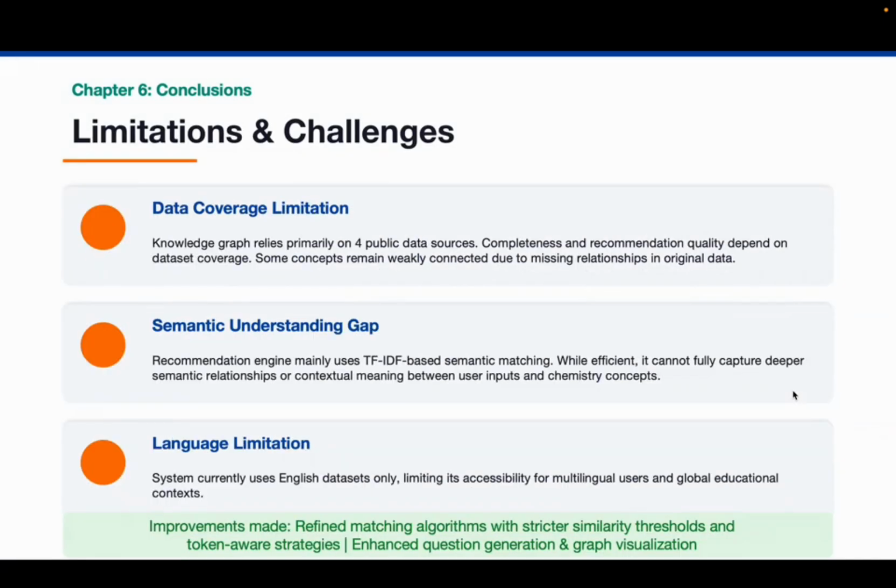So there are 3 main limitations. First, relying on 4 data sources means some concepts and occupations remain weakly connected. Second, TF-IDF-based matching cannot fully capture deeper semantic meaning. Third, English-only data limits multilingual accessibility. We address this by refining matching with stricter similarity thresholds and token-aware strategies, and enhancing question generation and graph visualization quality during evaluation. So that concludes our presentation.